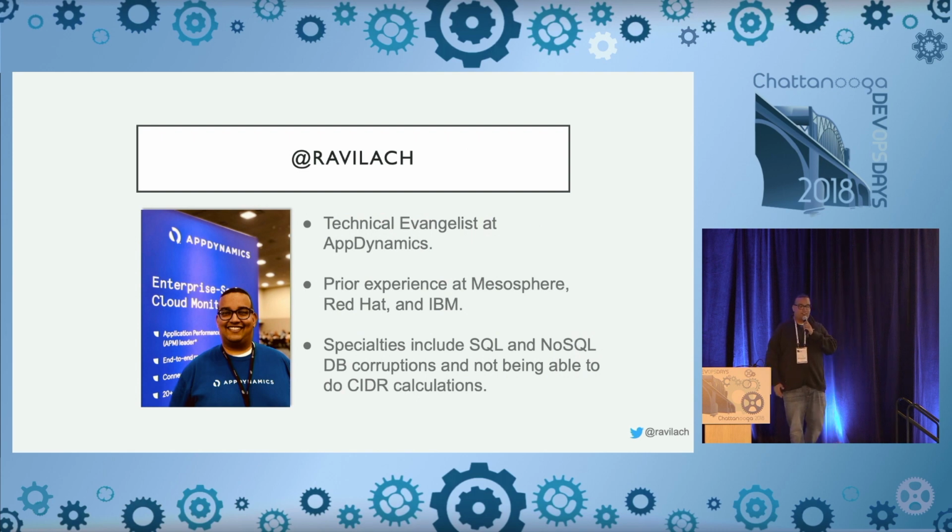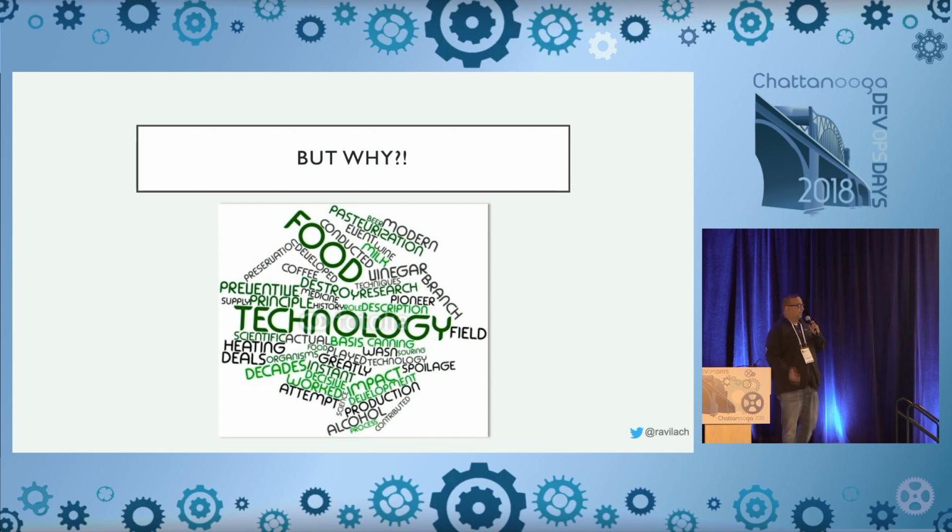A little bit about myself. I'm a technical evangelist at AppDynamics, now a Cisco company. I worked at Mesosphere, Red Hat, and IBM for a while. I built a lot of systems and crashed a lot of systems. I can programmatically corrupt a database, and I can't do a CIDR calculation. So divide by 8 or divide by 16, I cut half the internet off one time.